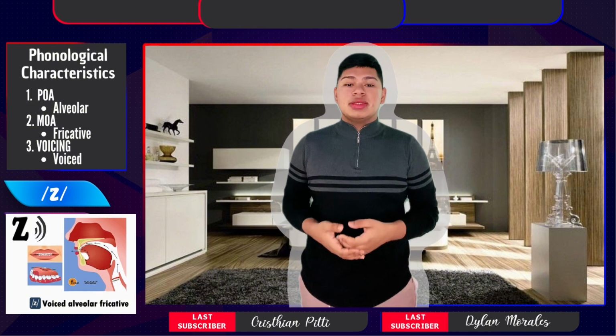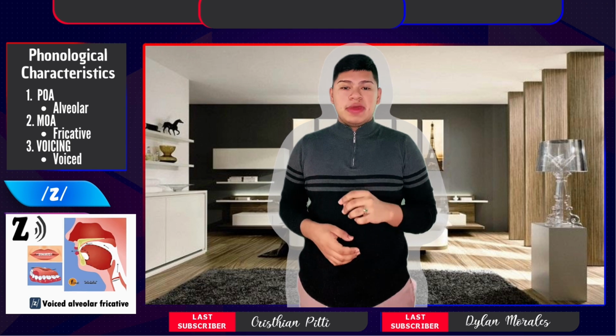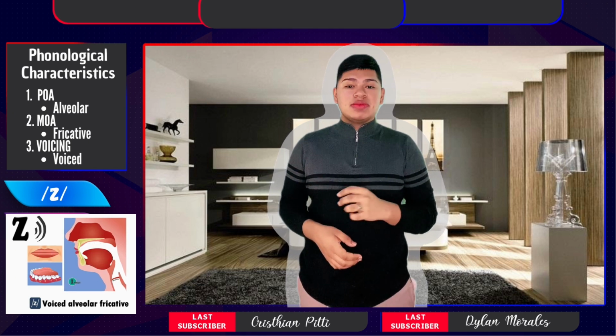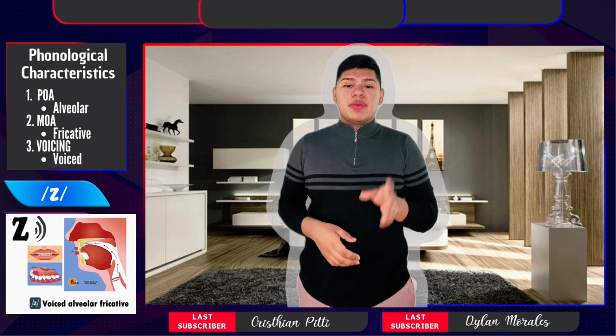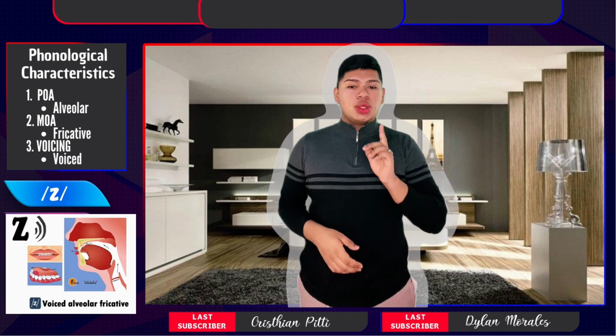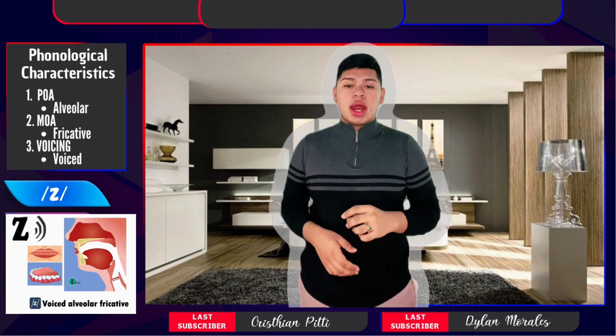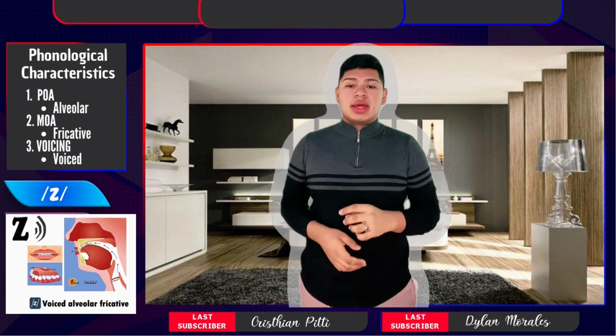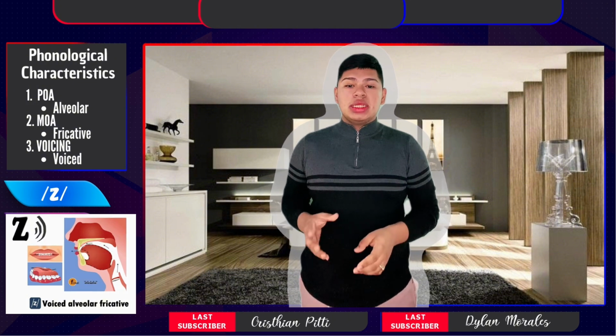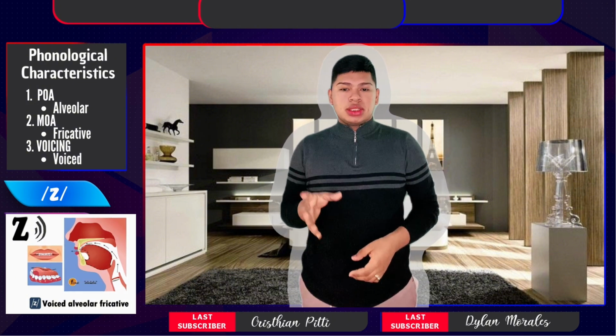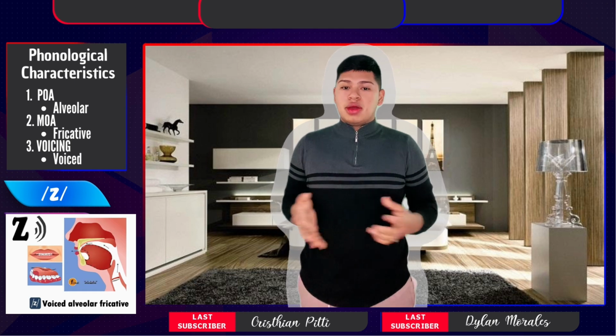Of course, the sound Z is a fricative. It is classified as a fricative sound because fricatives are produced by the flow of air through a narrow constriction in the vocal tract. In the case of Z, the constriction is formed by bringing the tongue near the alveolar ridge, creating turbulent airflow, and also voicing.